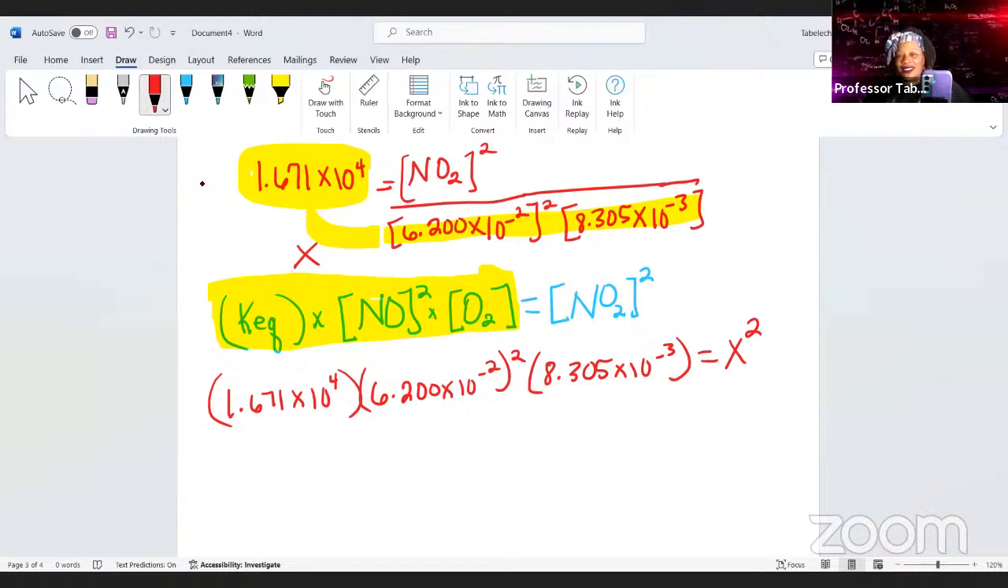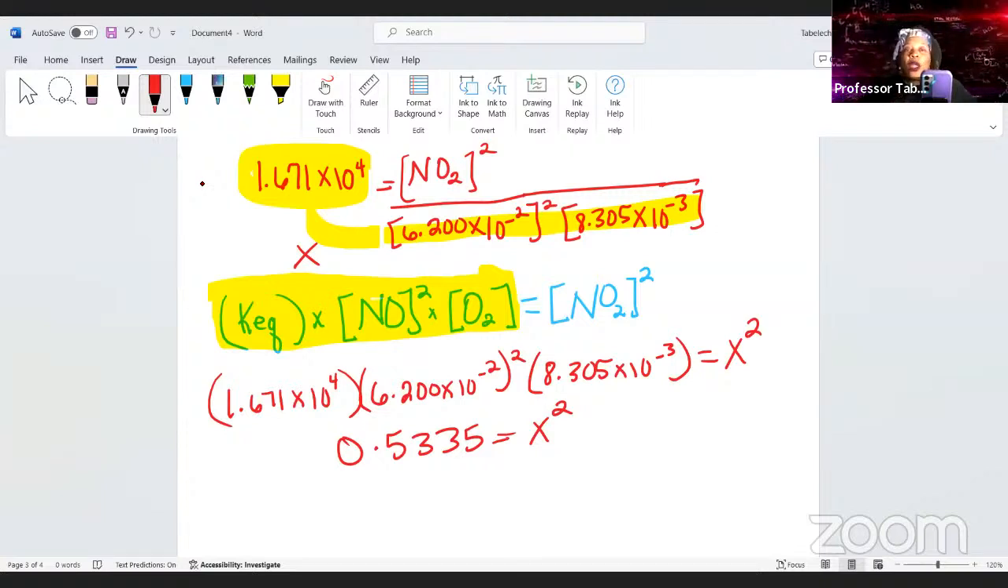Now, be patient, because I'm getting ready to show you what we're getting ready to do. I'm going to go ahead and square this number right here, the 6.200 times 10 to the negative second power squared. Now I'm going to multiply that times the 1.671 times 10 to the fourth times 8.305 times 10 to the negative third. Okay, we're going to write that number in. 0.5335 equals x squared.